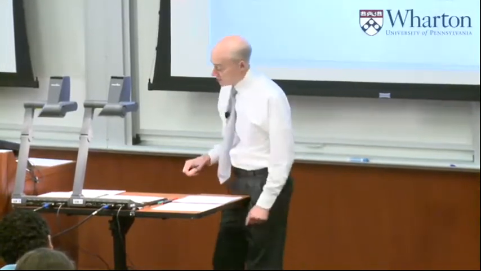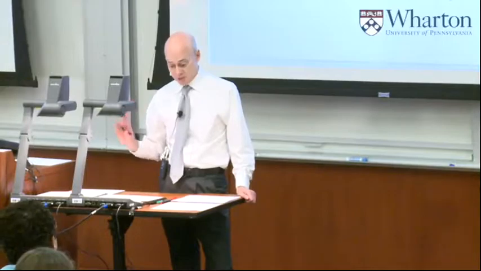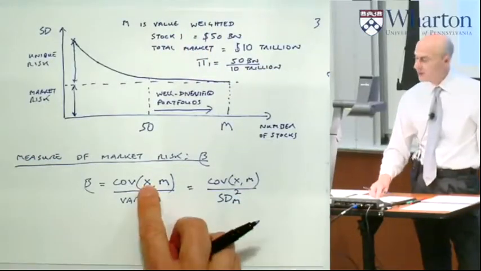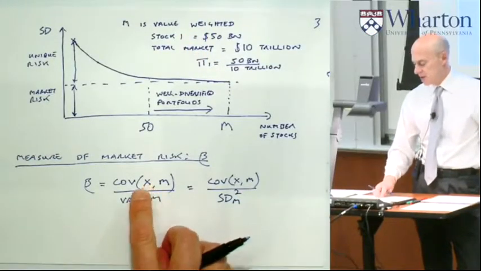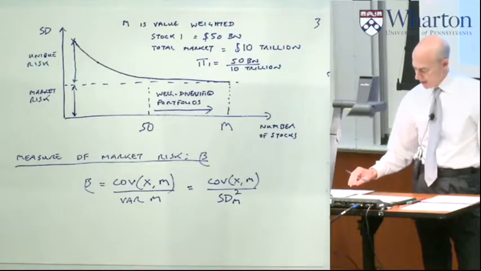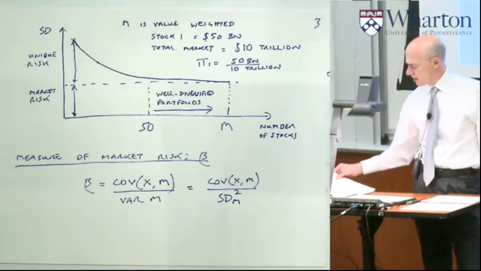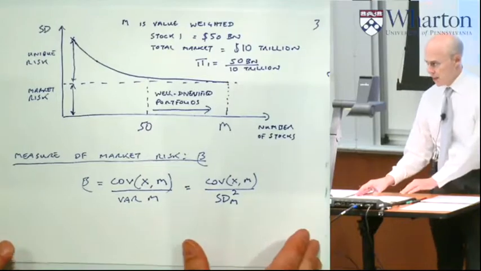Now, it doesn't have to be just a stock. It could be a portfolio. It could be an asset. It could be anything that X is referring to. But that's the definition of the beta. Are there any questions on any of that?